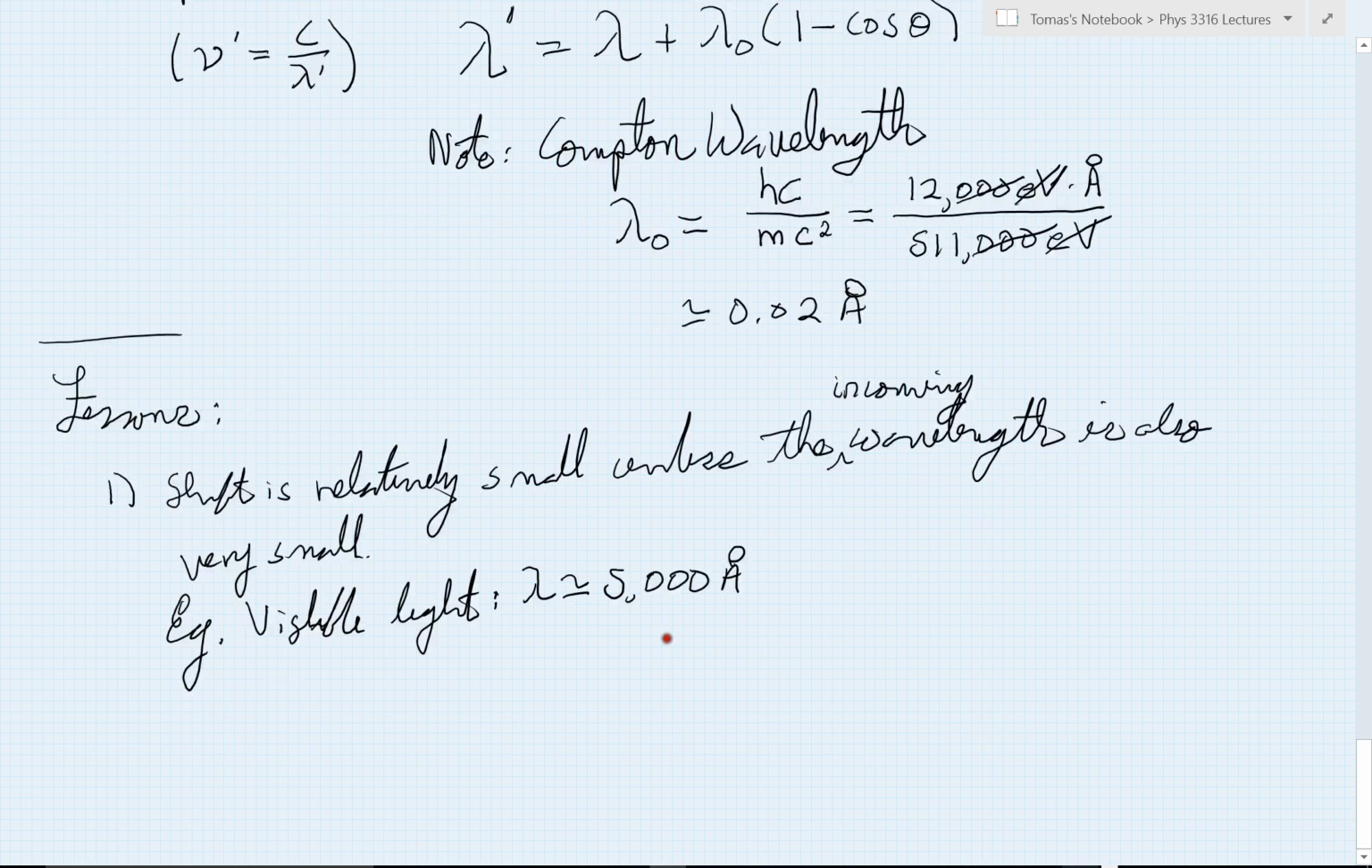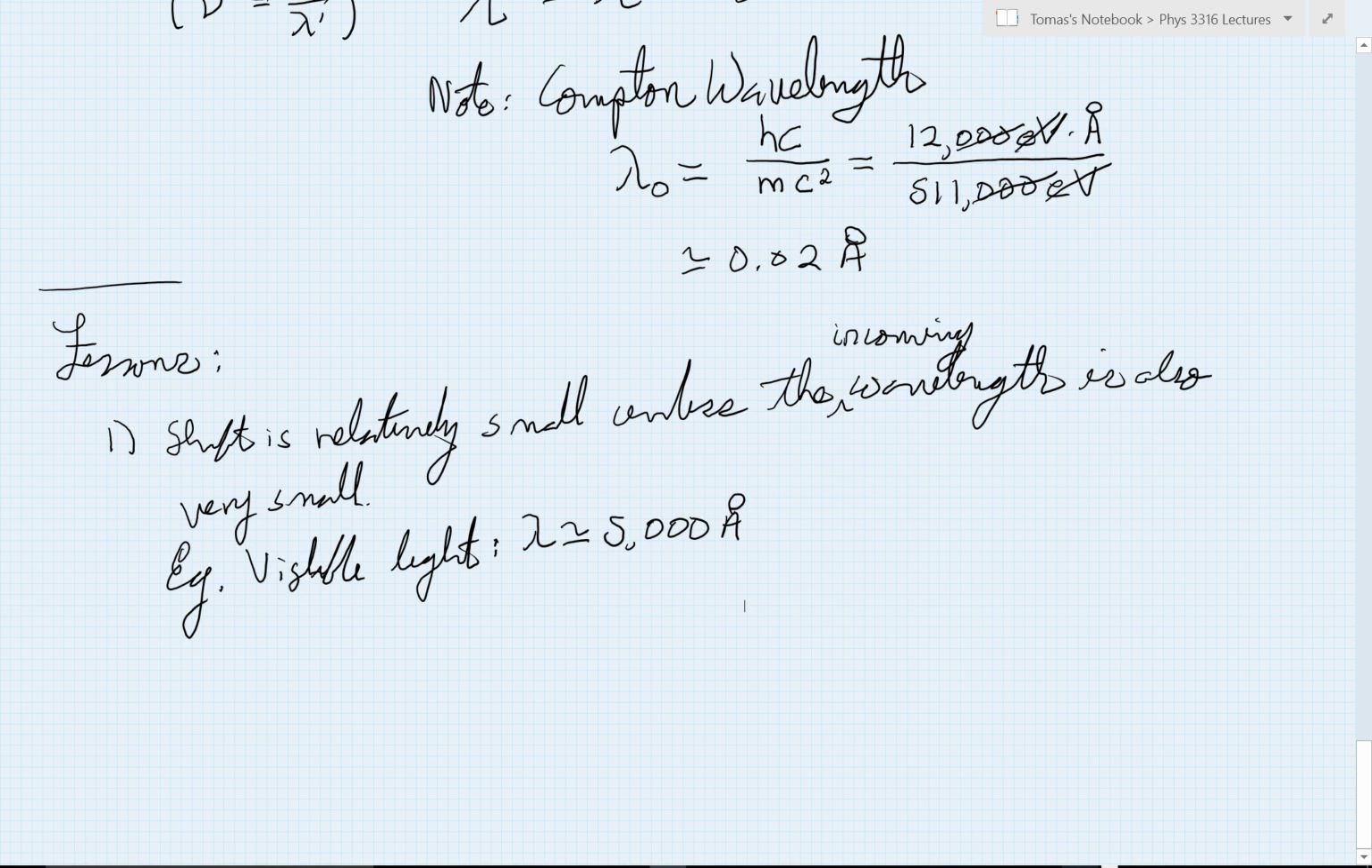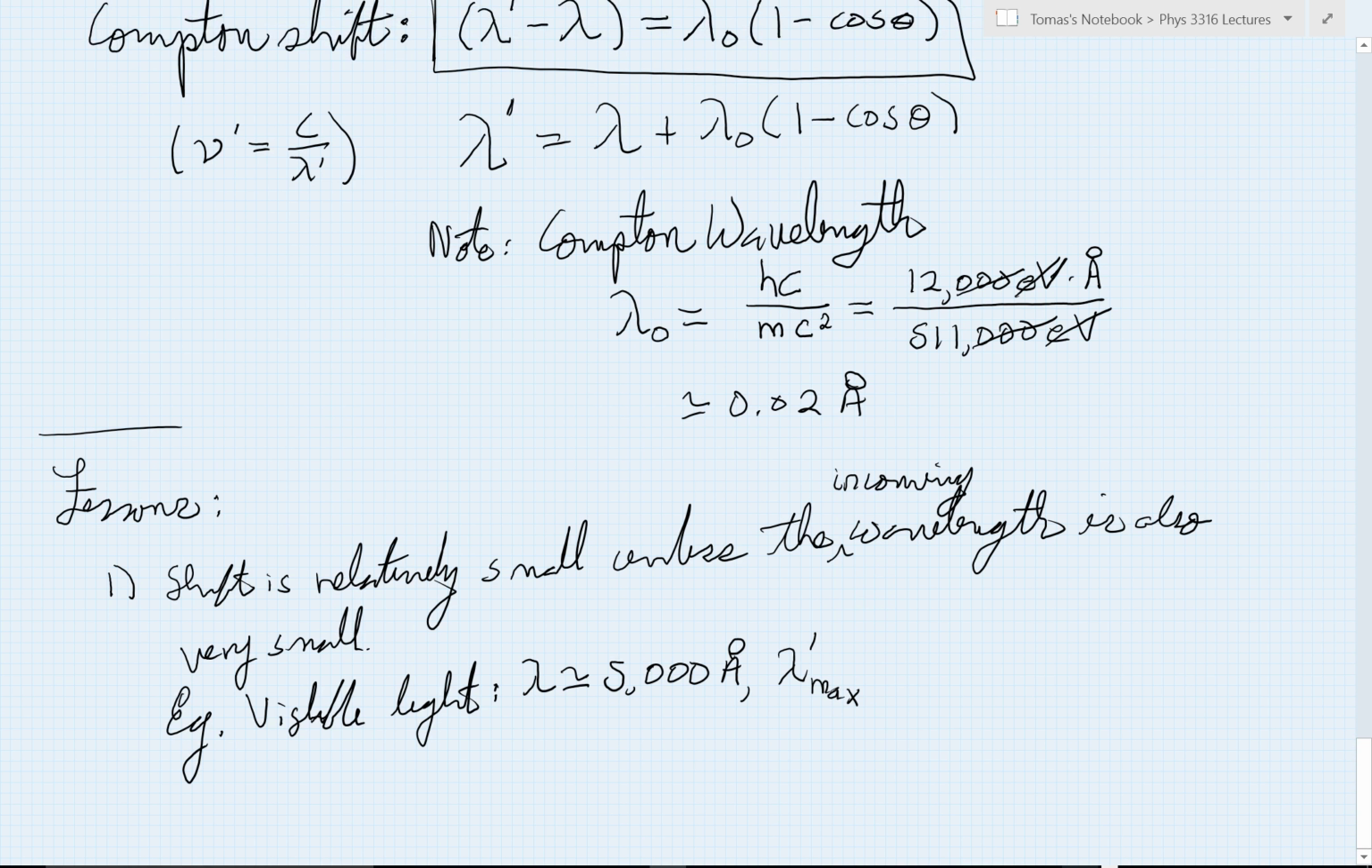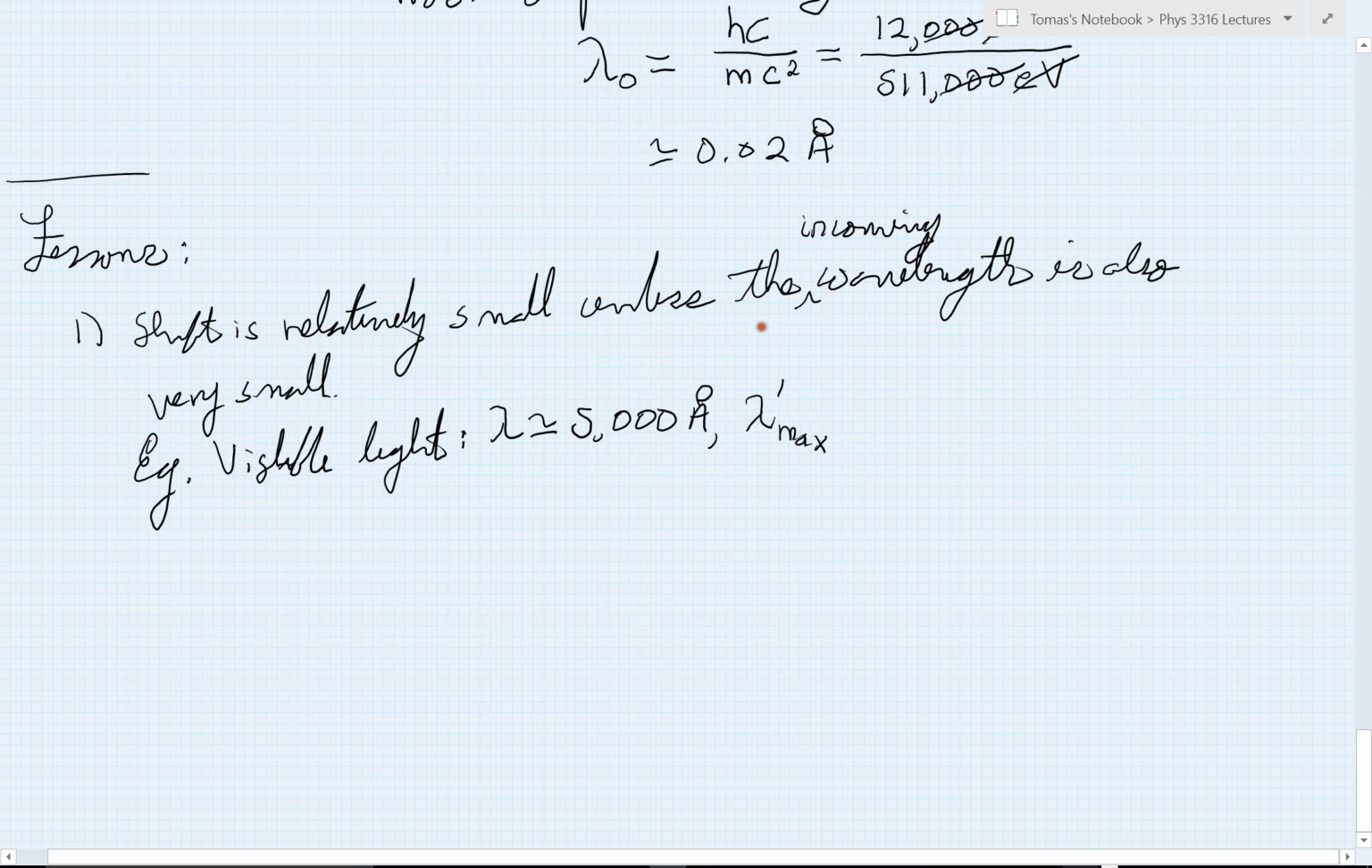So that would mean in visible light, lambda is 5,000 angstroms. The outgoing wavelength, the maximum even, if I take that factor to be 2, if I do theta equals 180 degrees, complete backward scattering, this would become a factor of 2, so I'd have to add 0.04 angstroms. The outgoing wavelength would be 5,000.04 angstroms. Okay, it's a very tiny shift, right?